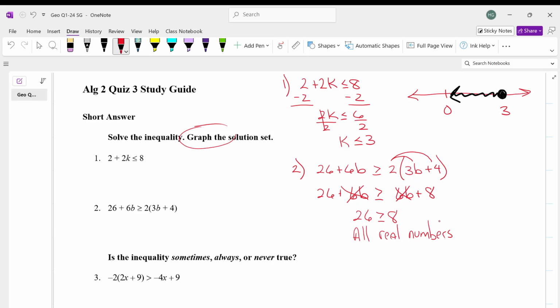And the graph of all real numbers, I think we talked about it yesterday, would be, we plot the 0 on the number line, and then we're closed on it, and shading both directions.